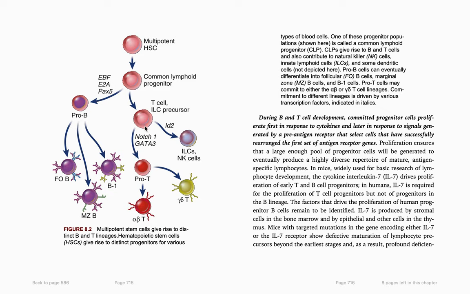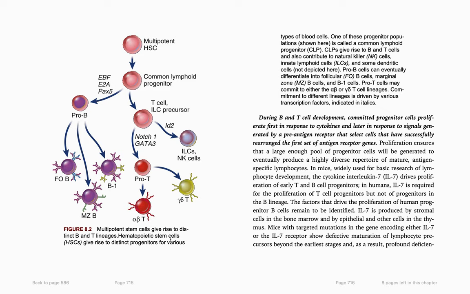In the absence of these, those cells that are not touched by NOTCH1 and GATA3 will become innate lymphoid cells and natural killer cells in the presence of ID2. The pro-T cell will then change into alpha beta T and gamma delta T cells. The pro-B cell will change into follicular, marginal zone, and B1 cells.